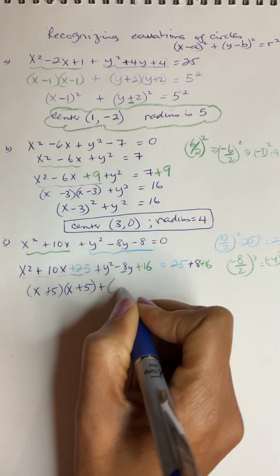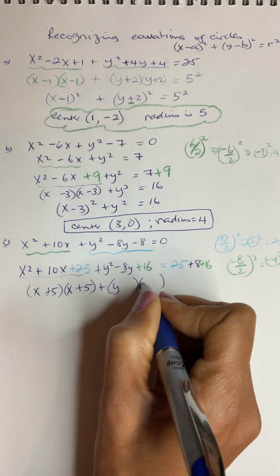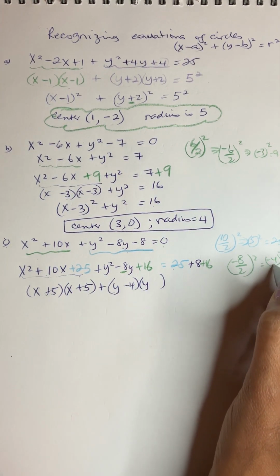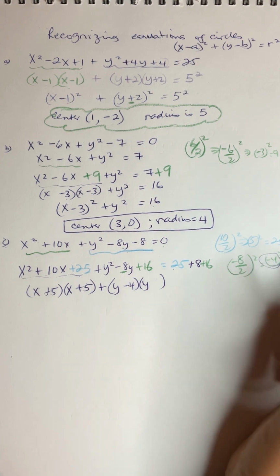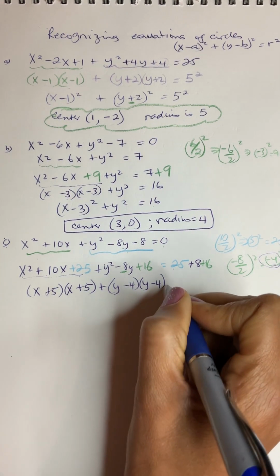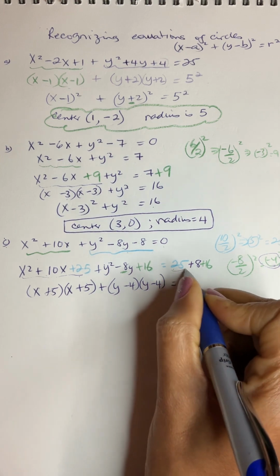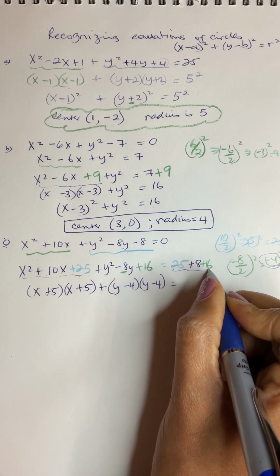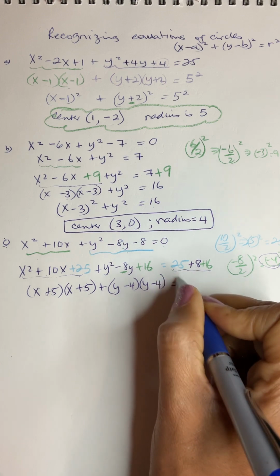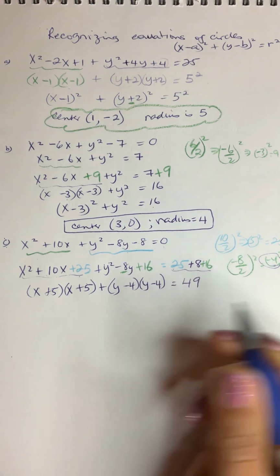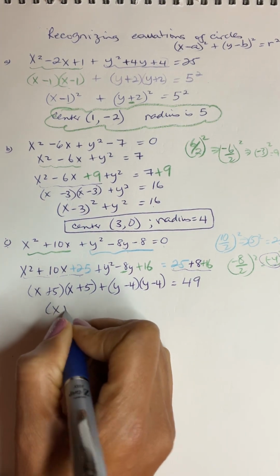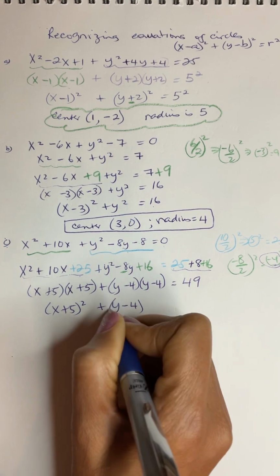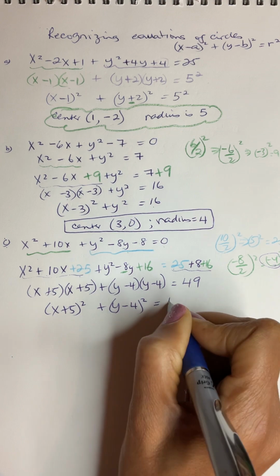and plus, factor this out, y, and we look at here, it's going to be negative 4 because you've taken your b value divided by 2, which is this part, right? And negative 4 minus 4. And you're going to add these. 8 and 16 is 24. 24 and 25 is 49. So now you're going to rewrite this: (x plus 5) raised to the second power plus (y minus 4) raised to the second power equals 49.